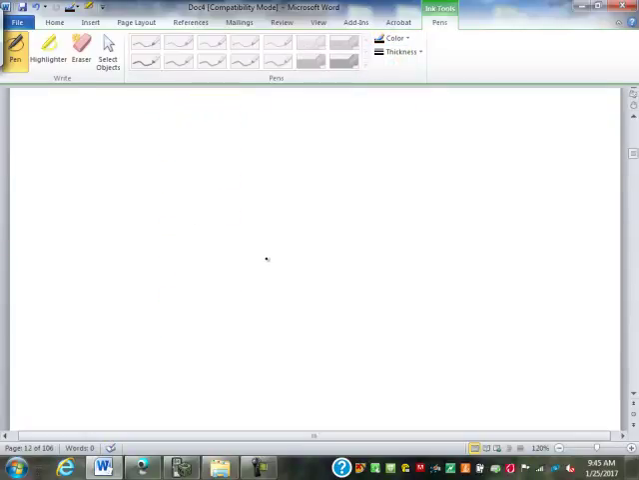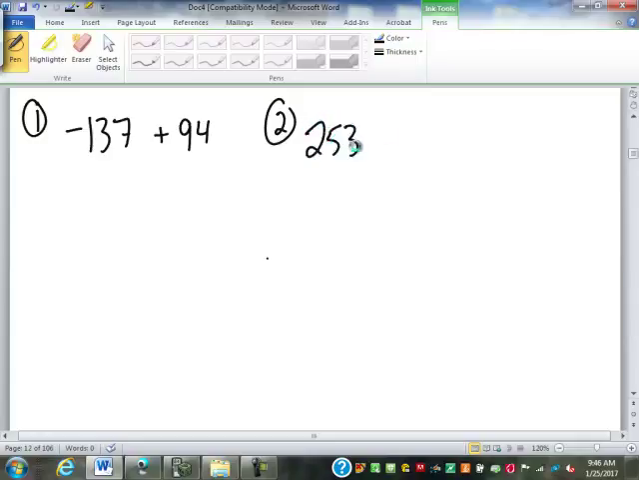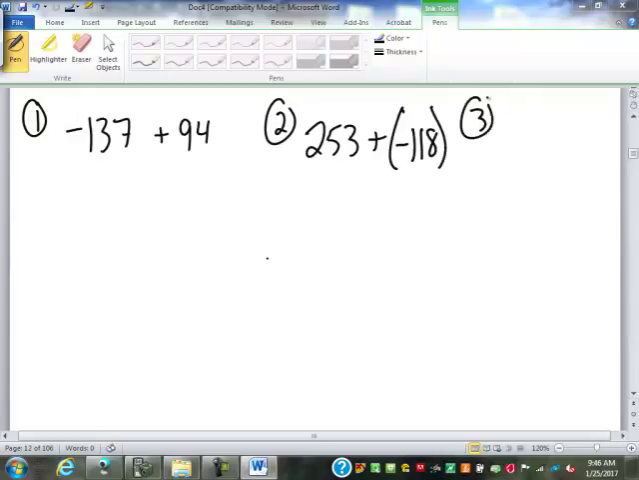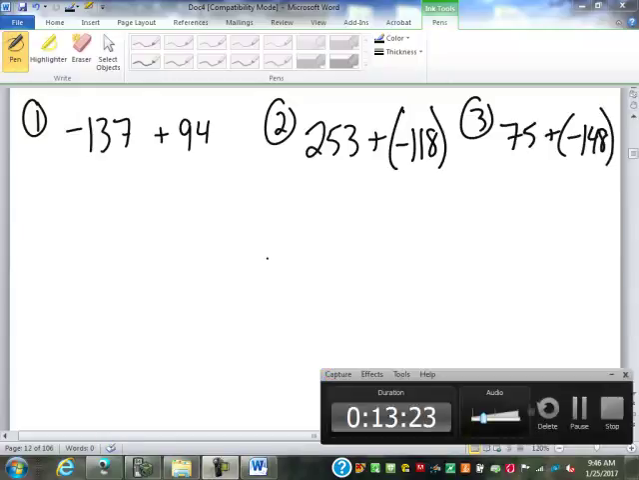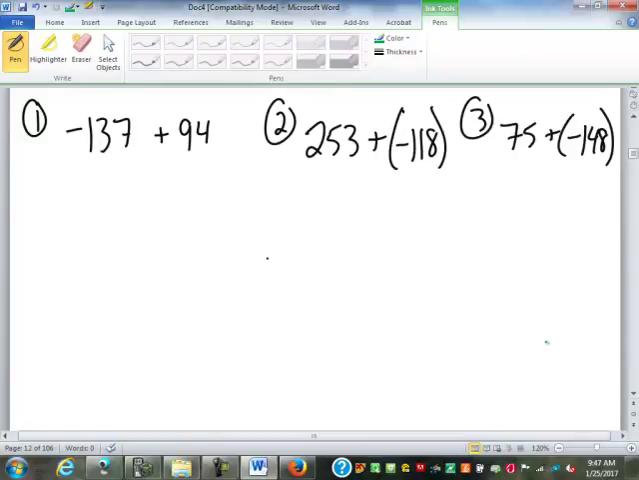So in your notes, I want you guys to try a couple here. First one, negative 137 plus 94. Second one, 253 plus a negative 118. And the third one, 75 plus a negative 148. Try those three quick. I realize not all of you are done, but let's take a look and see how you did so far.